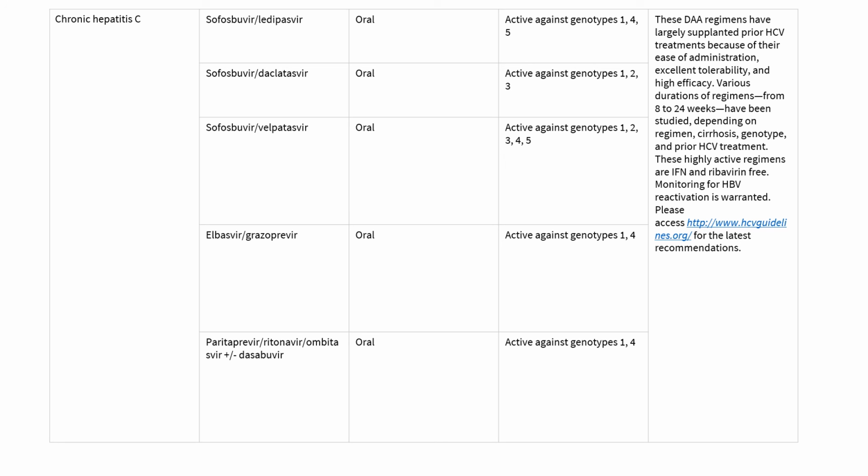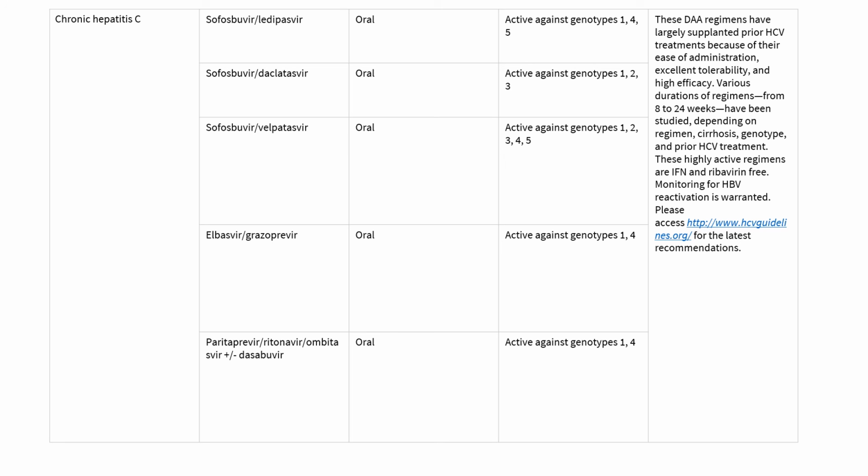We have sofosbuvir-ledipasvir, sofosbuvir-daclatasvir, sofosbuvir-velpatasvir, elbasvir-grazoprevir, ritaprevir-ritonavir-ombitasvir plus dasabuvir, which is not available in Egypt. This dasabuvir, we have ritaprevir, ritonavir, ombitasvir without dasabuvir, unfortunately. And here are the genotypes affected by this combination, which are all used orally.